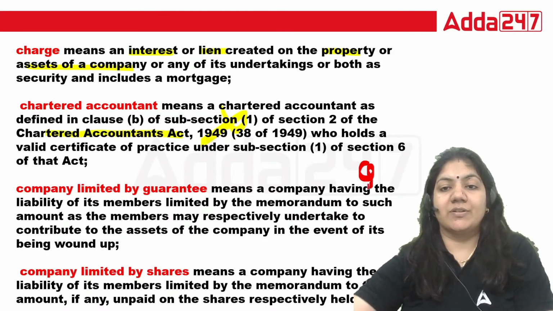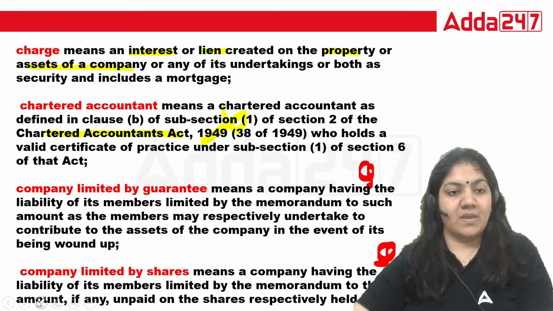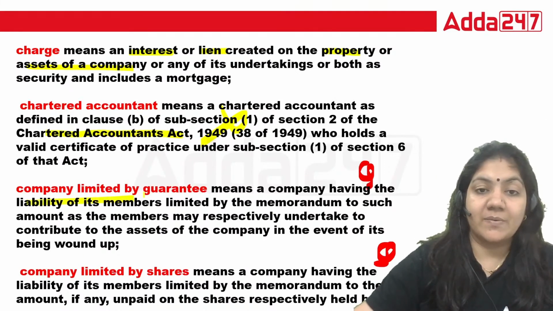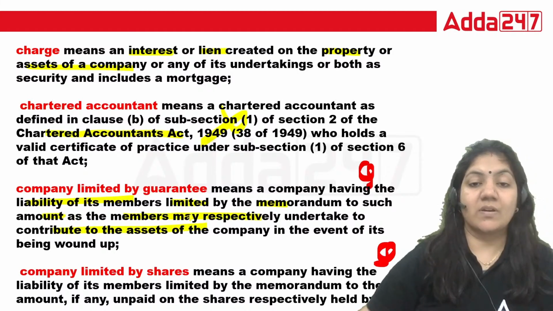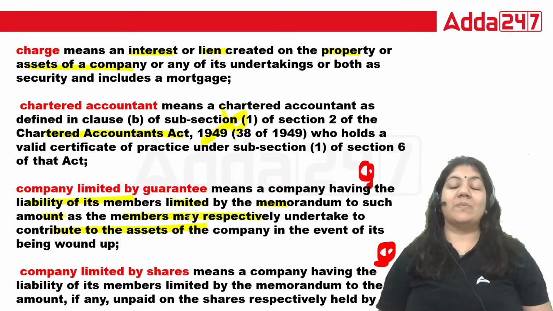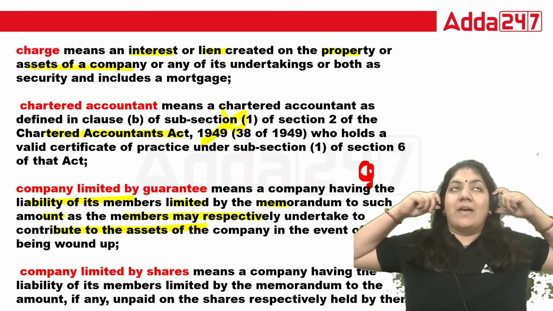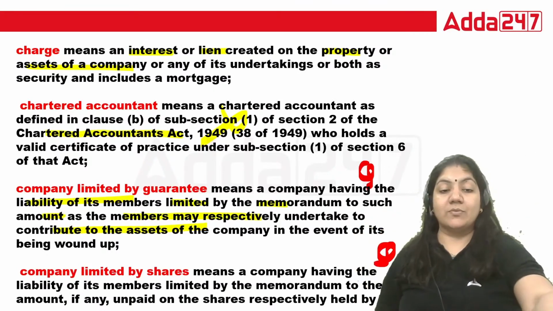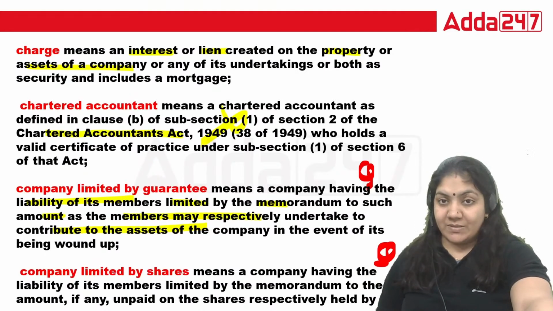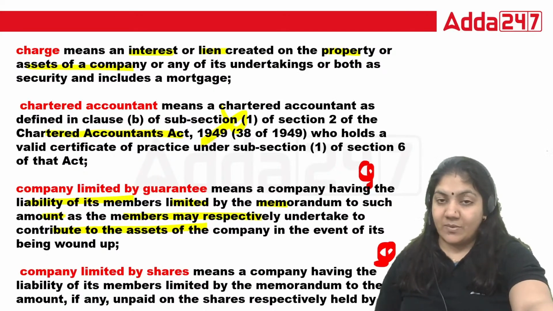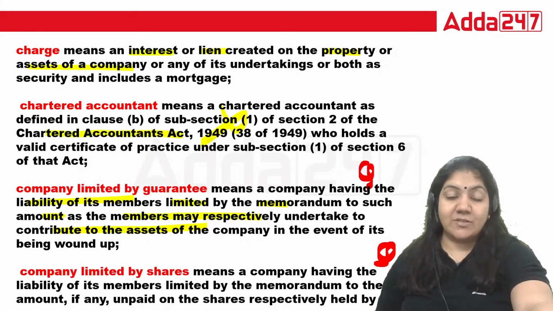Company limited by guarantee, company limited by share. So company limited by guarantee: a company having the liability of its members limited by the memorandum to such amount as the members may respectively undertake to contribute to the assets of the company in the event of its being wound up. It means suppose the company is going to be wound up. So suppose Nikkita ma'am is a member and she says that I will be liable only up to 50,000 rupees. That is a guarantee given by me. So on the winding up of the company, I have to pay that much amount, because that is a guaranteed amount which I have promised.